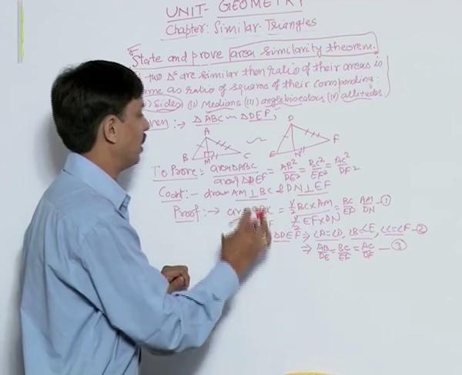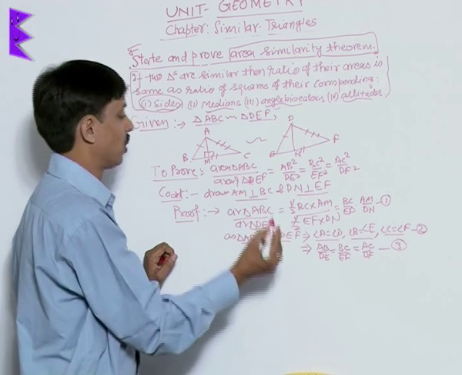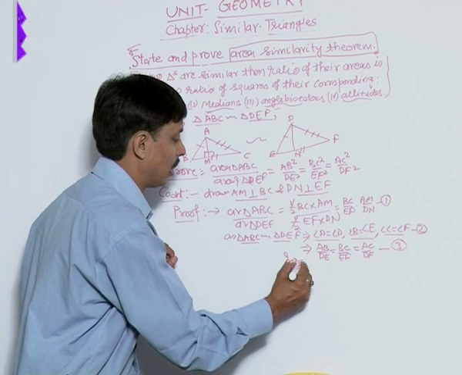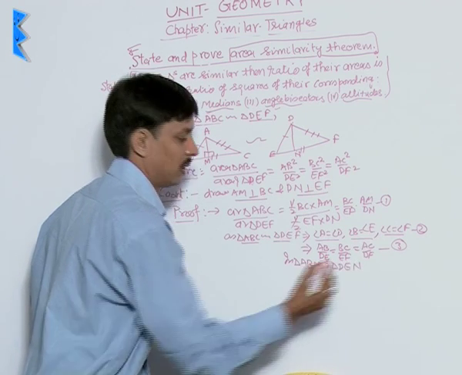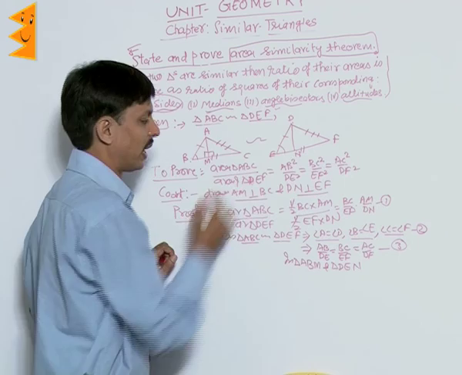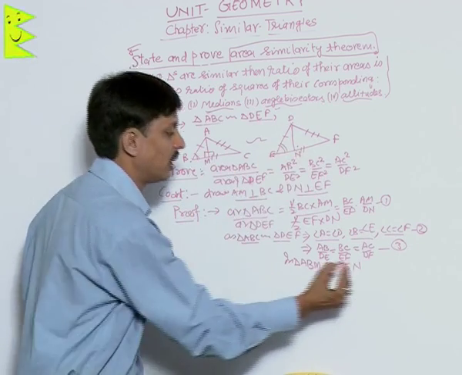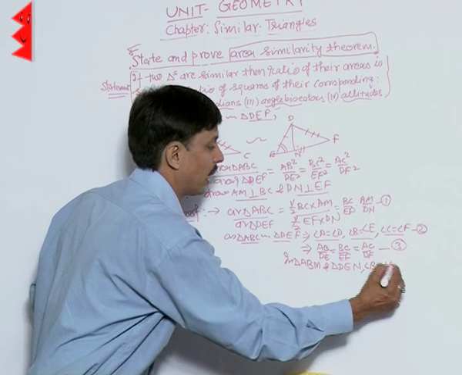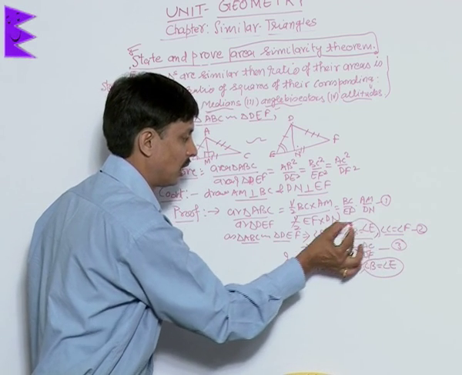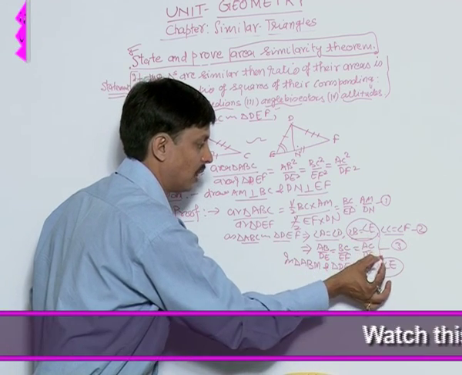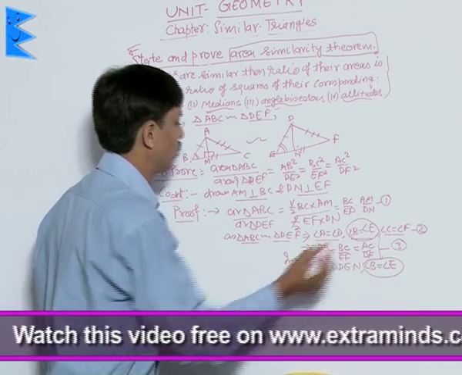Now I want to tell you that in triangle ABM and triangle DEN, if I take these two triangles, angle B is equal to angle E. Its reason is very simple. From this relation you can associate it with the second component of result number 2. Angle B is equal to angle E.